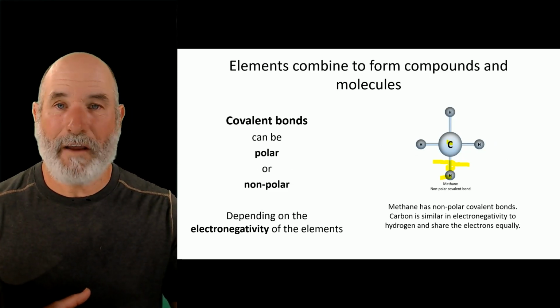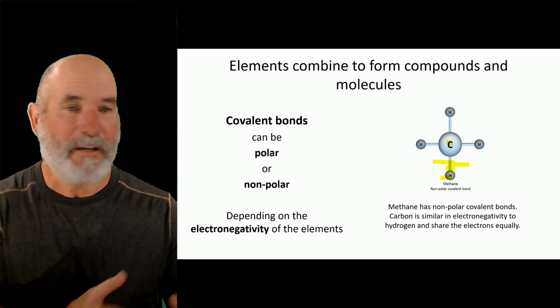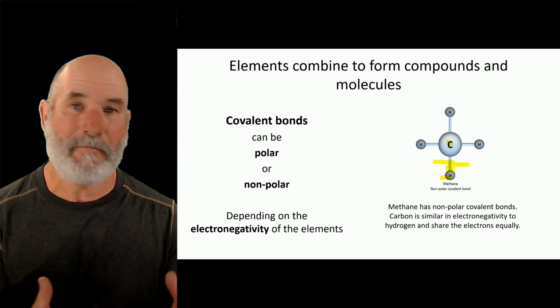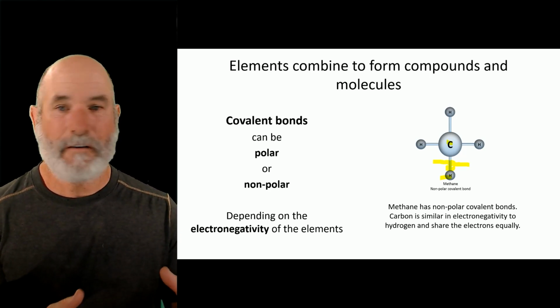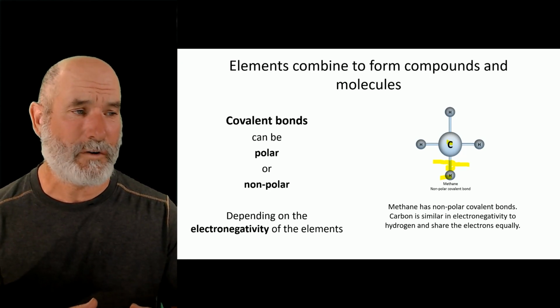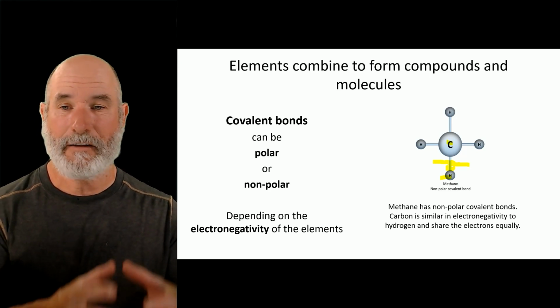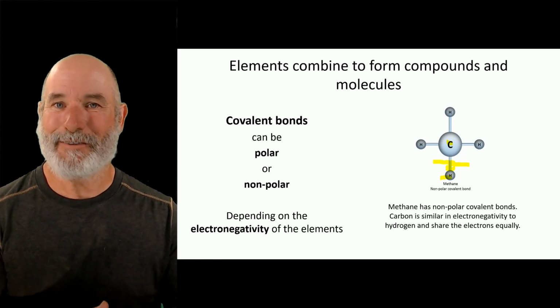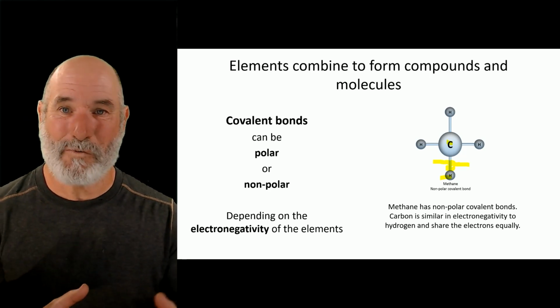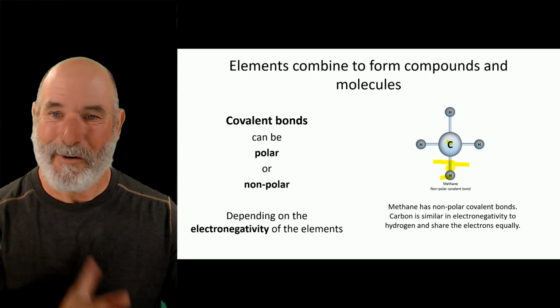The reason methane is a gas at room temperature is that it's not attracted to other methane molecules very easily. There are some weak van der Waals forces, but not enough to make it a liquid under normal standard temperature and pressure. Whereas with water, those molecules are attracted to each other. We're going to come back to that.